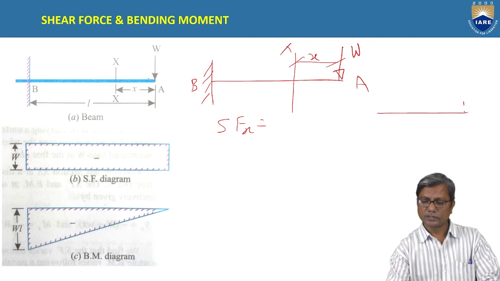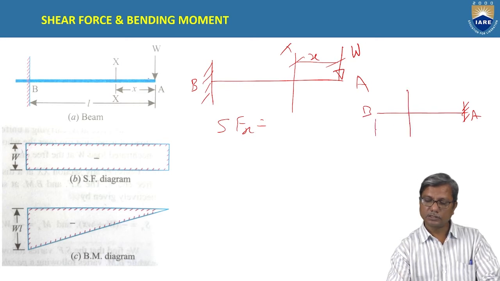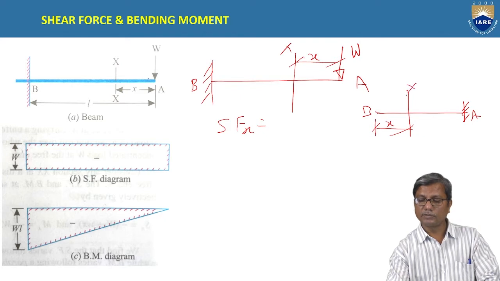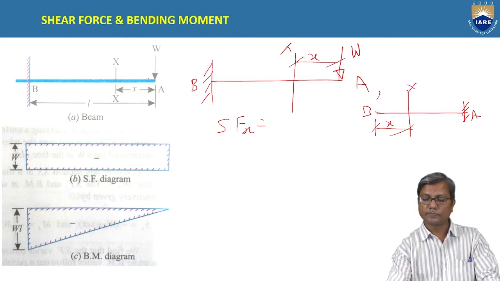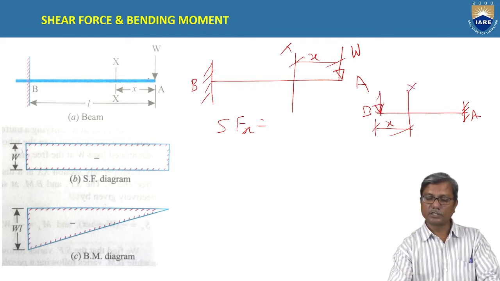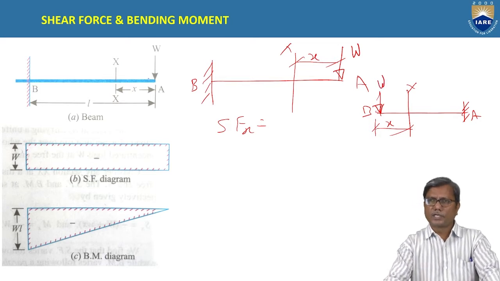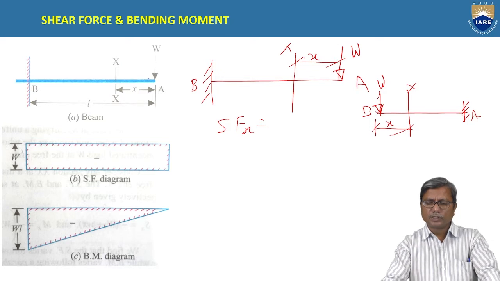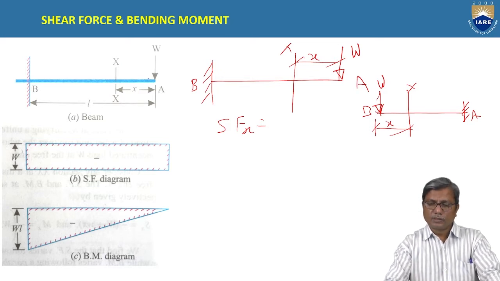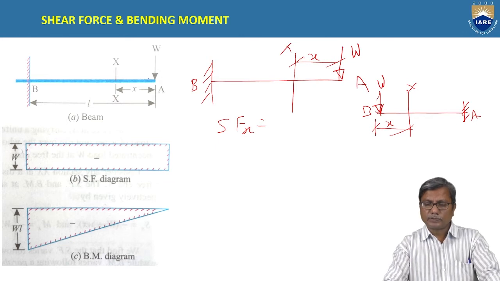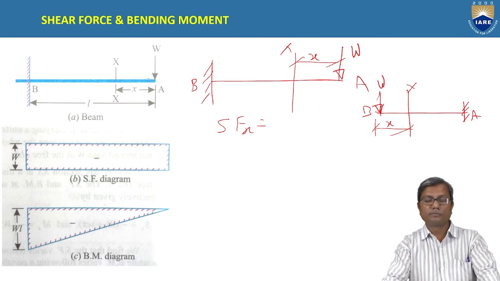If the right end is fixed and the left end is free, in that case we consider the free end side again, and we consider the left side this time. We consider the left side of the section here. For convenience sake, we consider the free end side in a cantilever for calculating shear force or bending moment.